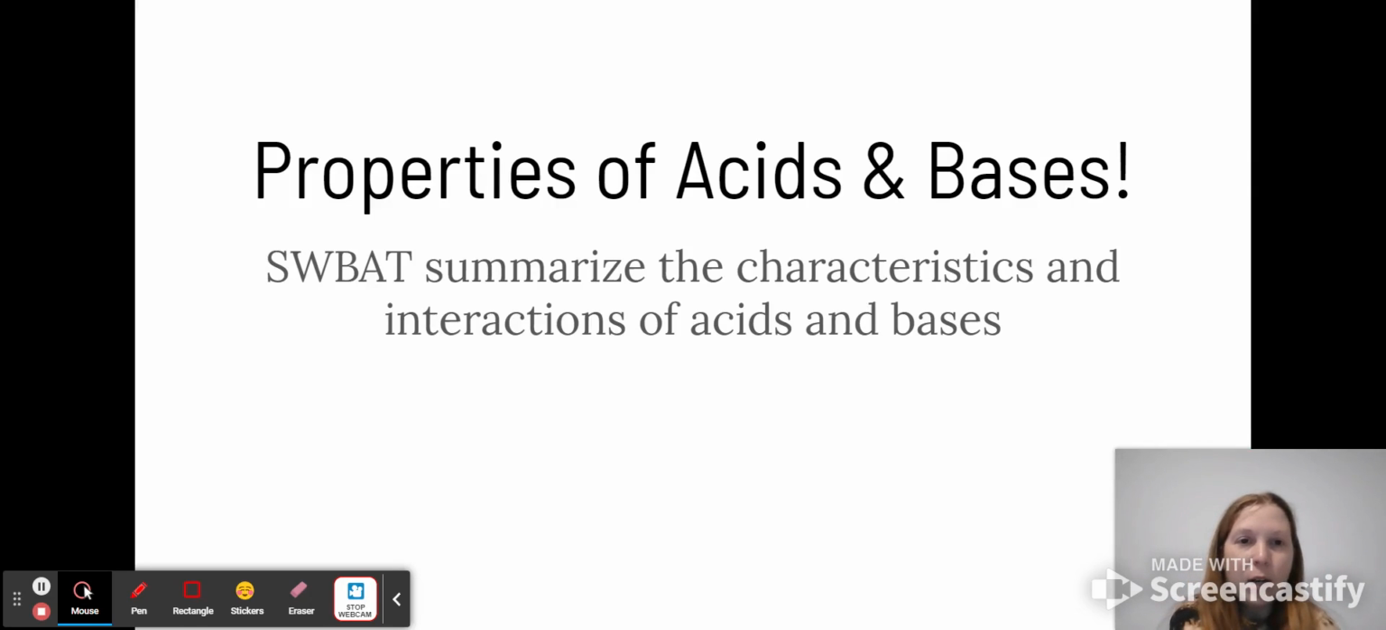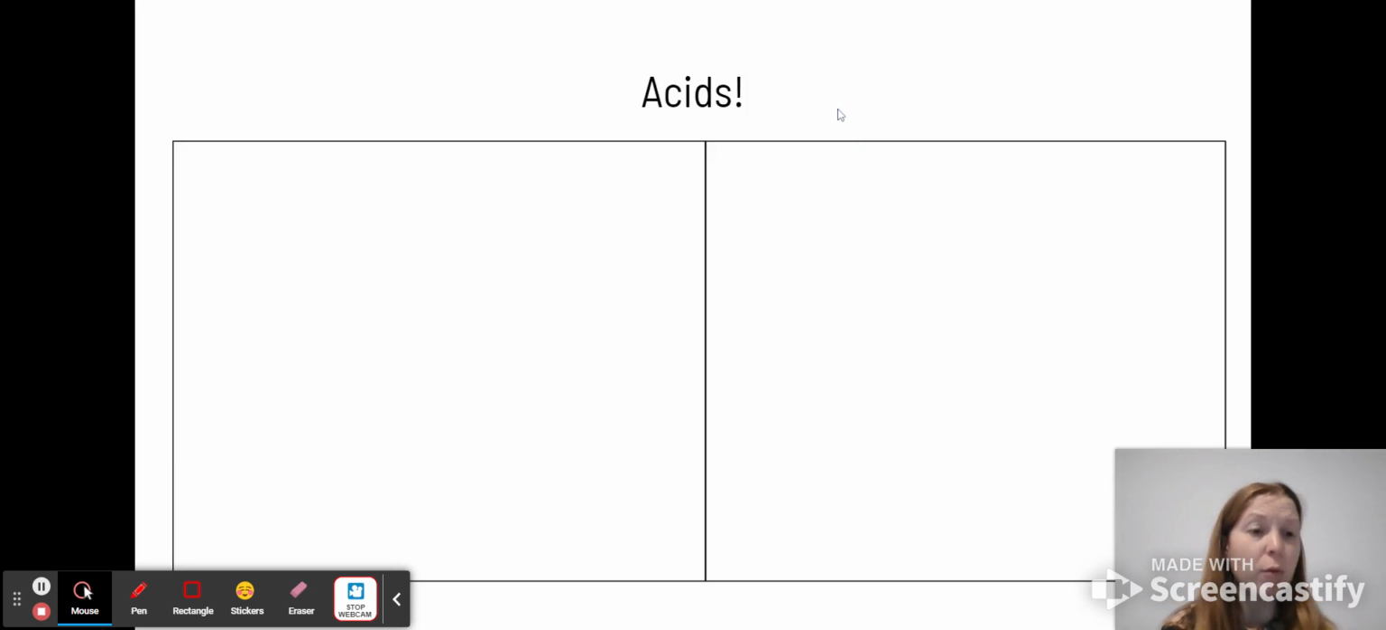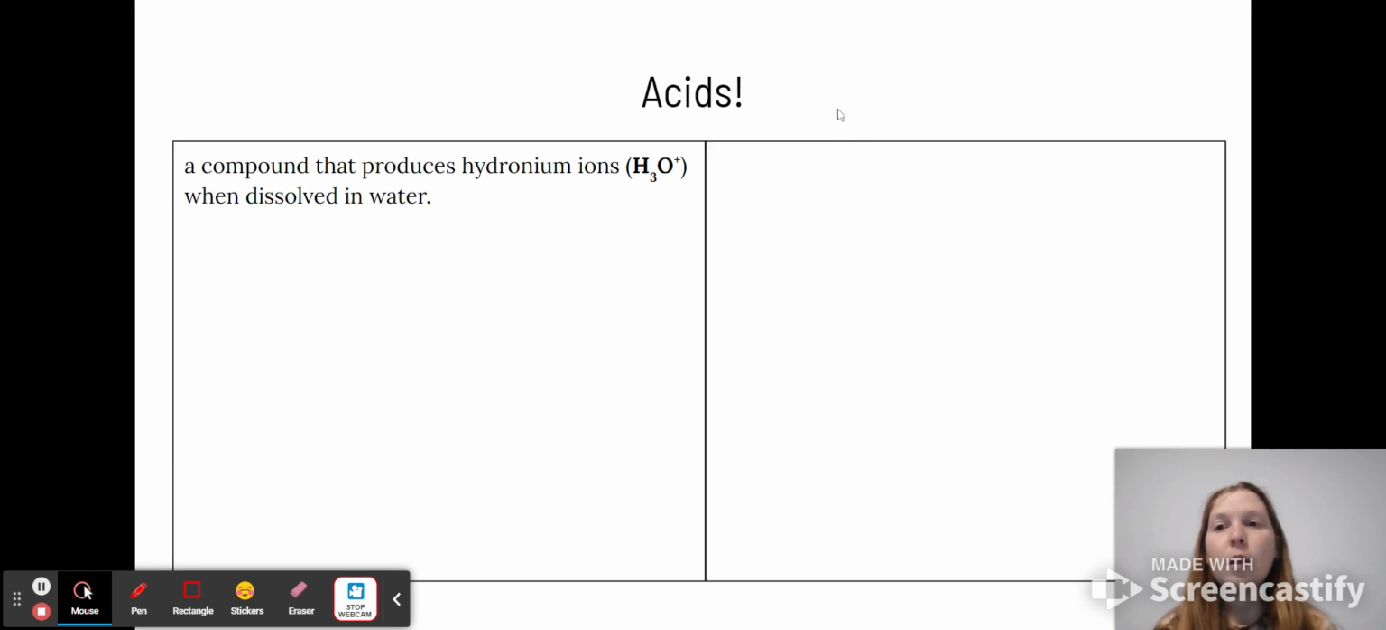Everyone, this is a lesson on acids and bases and their properties. By the end of this lesson, you should be able to summarize the characteristics and interactions of acids and bases. First, let's start with acids. These are defined as a compound that produces a hydronium ion, an H3O+, when dissolved in water.